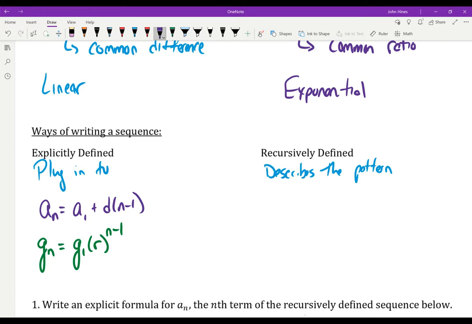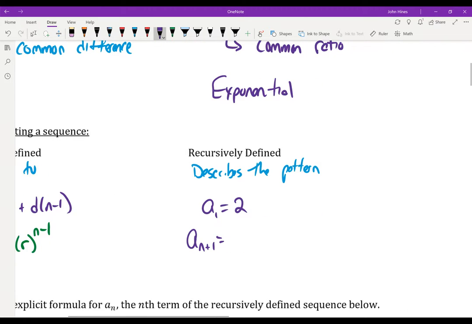Recursively, there's two parts. You have to tell me where to start. So let's start at 2. And then you have to tell me, how do I get to the next term? Well, here's a sub n plus 1. What did I do to a sub n to get there? I don't know. Maybe you multiplied it by 5. Maybe you added 7. Maybe you doubled it and then added 1. I don't know what you're doing to the guy before you, but whatever you're doing to that guy tells you how to jump to the next term.